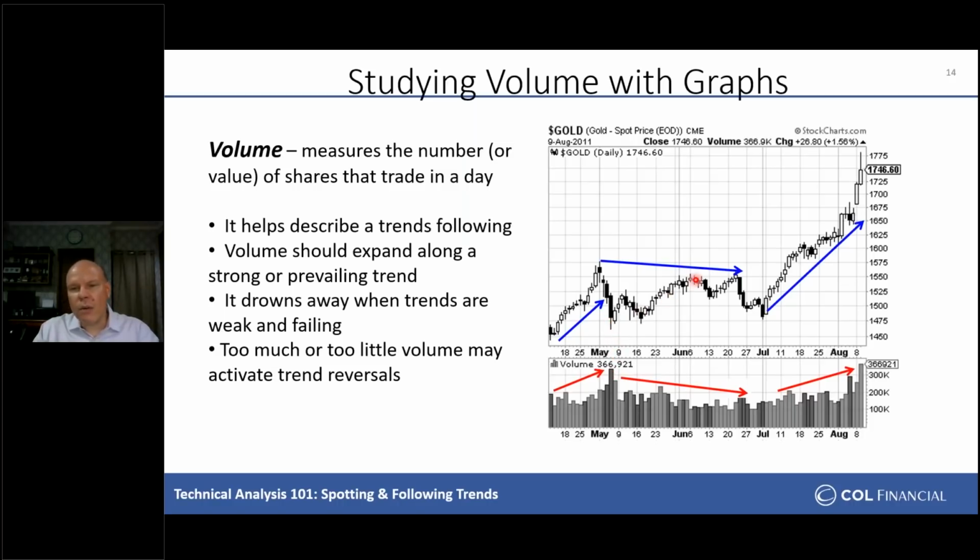Again, let's go all the way here on the right side and see this massive up move in price. In this massive up move in price, we have a tremendous amount of volume accompanying that swing. Like I said earlier, too much or too little volume may activate trend reversals. And so that means once you see this spike and volume is just too much, it could be that everybody who wanted to buy that stock bought it already. So who will continue to buy it tomorrow?